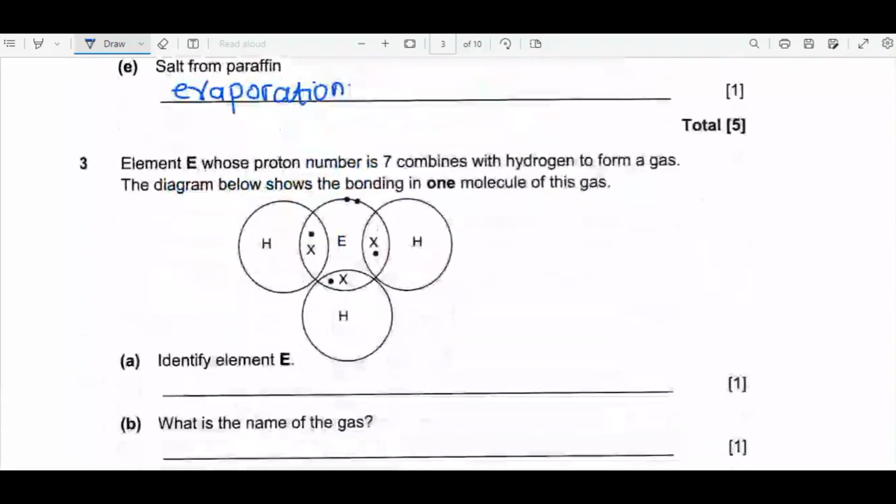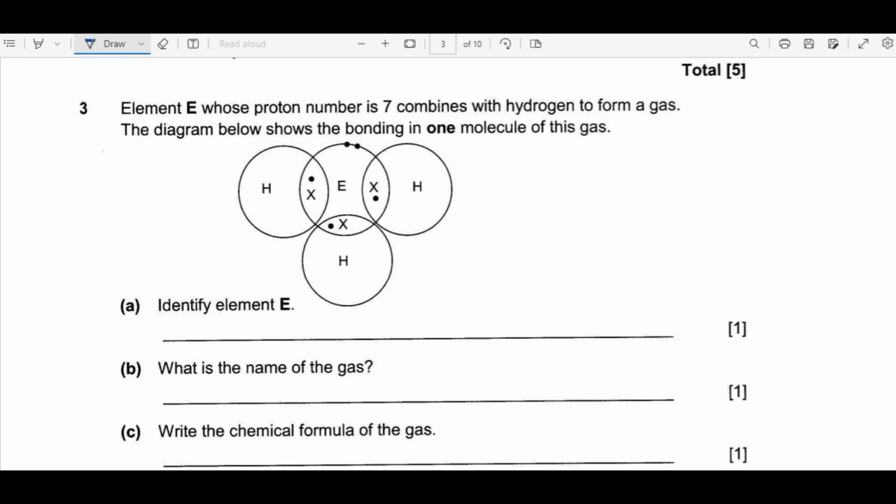Go to question 2.3. Element E, whose proton number is 7, combines with hydrogen to form a gas. The diagram below shows the bonding in one molecule of this gas. For questions like this one, you should use a periodic table. On the periodic table, the element with the proton number of 7 is nitrogen. Then the mass number is 14. So this is our answer here.